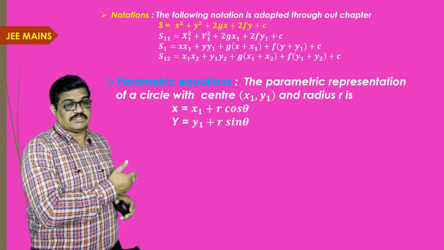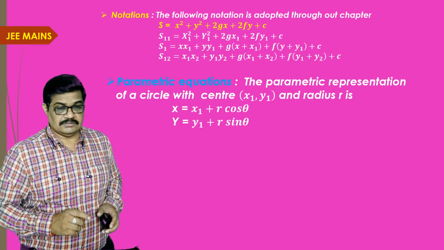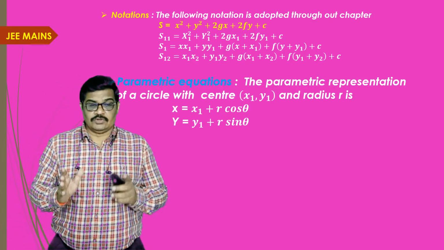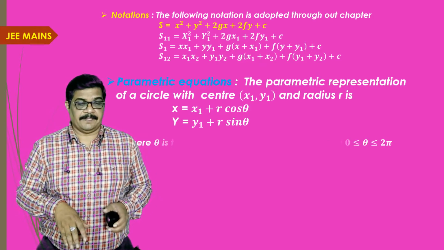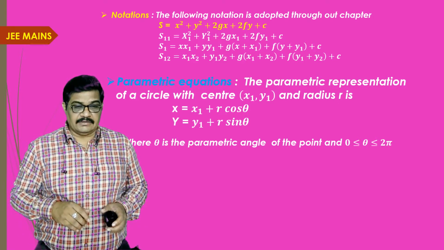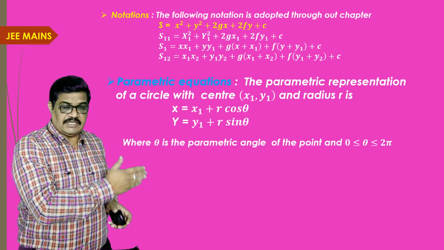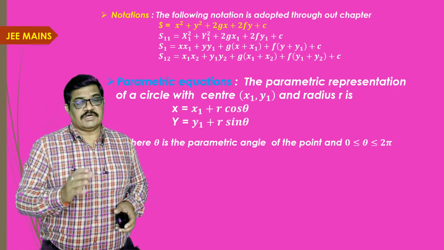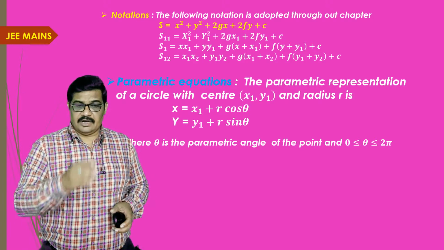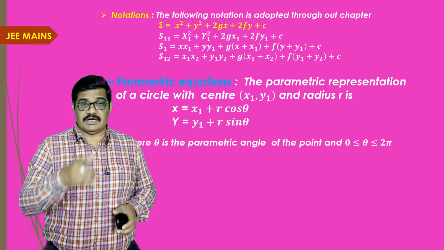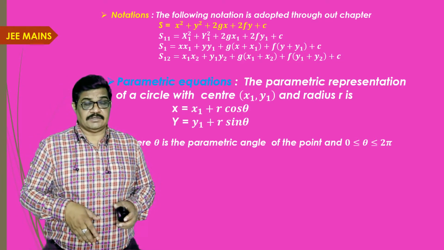The parametric equations of a circle with the center at (x1, y1) and radius r are: x is equal to x1 plus r cos theta, y is equal to y1 plus r sin theta, where theta is the parametric angle of the point and it lies between 0 less than or equal to theta less than or equal to 2 pi. Okay, these are the parametric equations where (x1, y1) is the center, r is the radius and theta is the parametric angle.